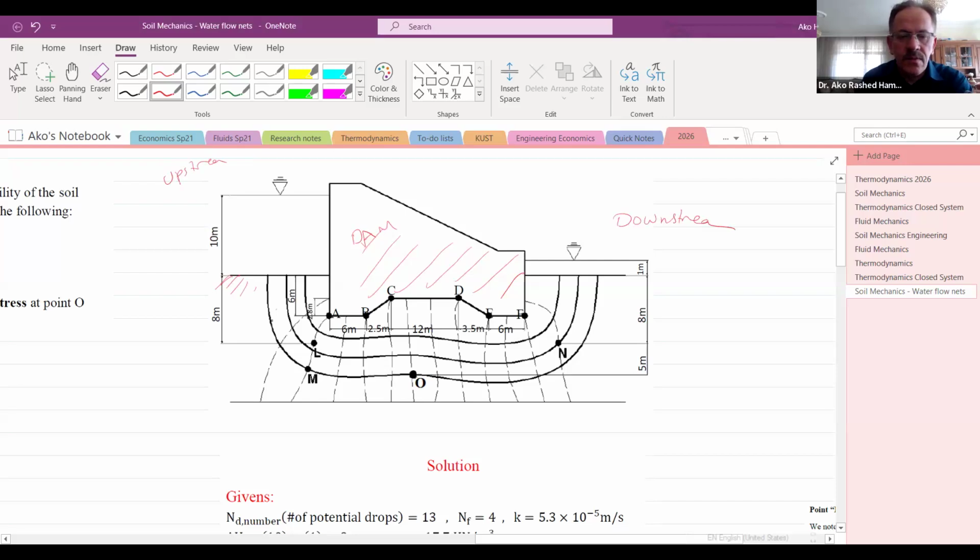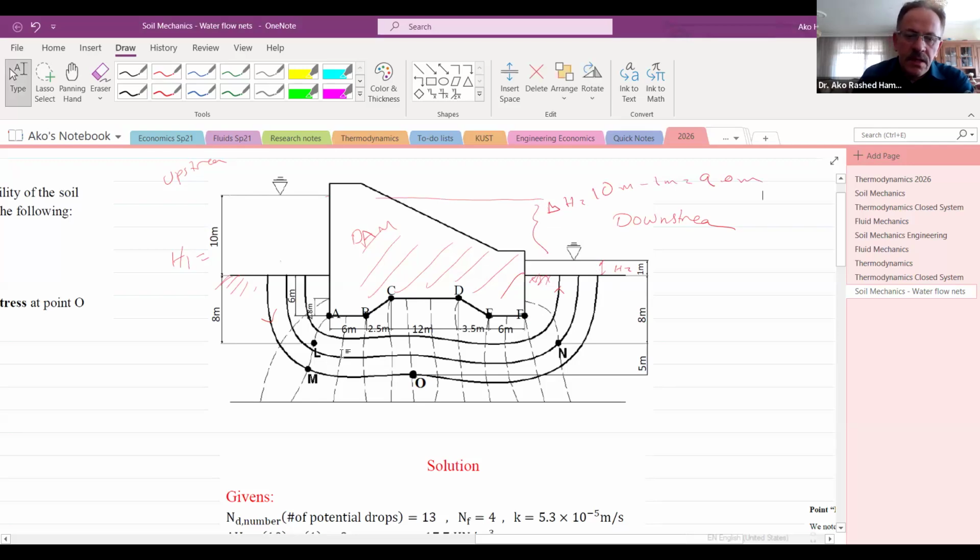So the water is going from this side to this side. Because of what? Because of the change, or because of the pressure that we have here. What is the head here? H1 is equal to 10 meter. H2, this is the natural ground level, is equal to 1 meter. So delta H is the difference between H1 and H2. It's 10 meter minus 1 meter, which is 9 meter.